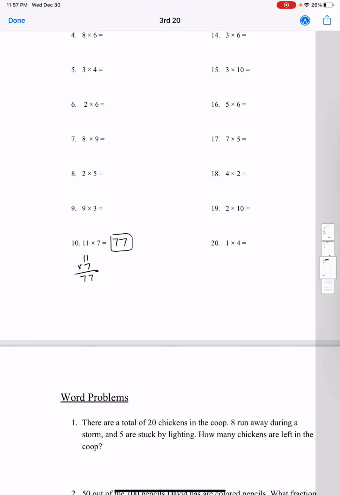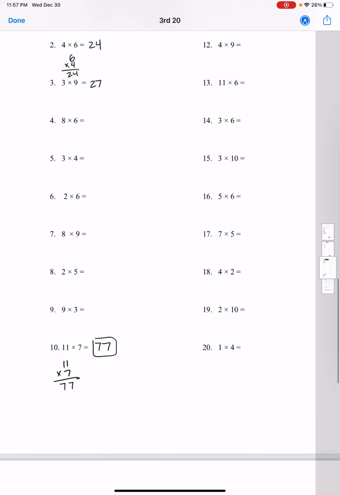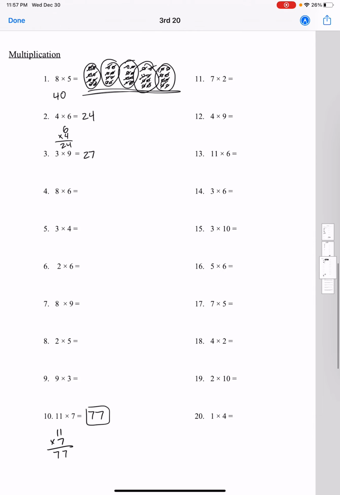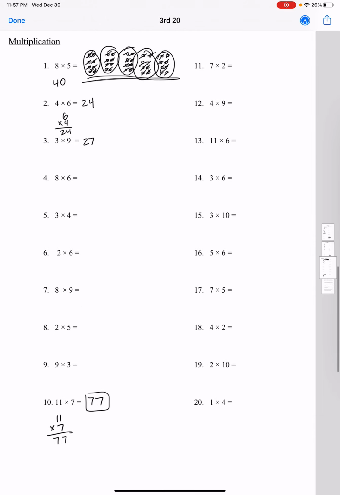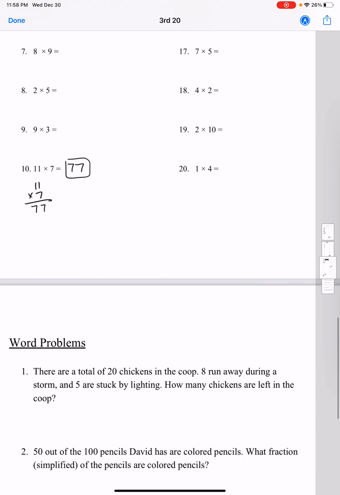Okay, how about we try 15 times 10? So 10 times 3, the bigger number should always go on top when you're multiplying. So 0 times 3 we know is 0, and 1 times 3 is 3, so your answer would be 30. So that's how you solve the multiplication.